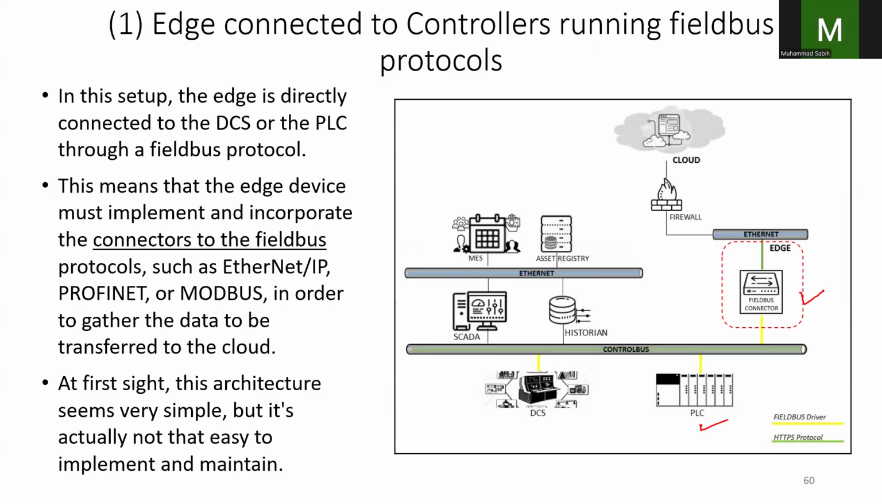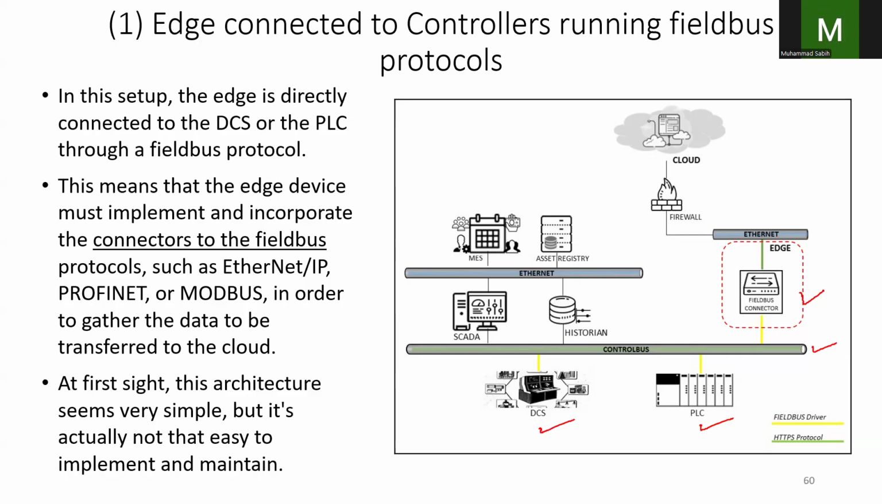with the PLCs and the DCS systems through the fieldbus protocol. So this means that the edge must support industrial communication standards like Ethernet/IP or Profinet or Modbus. These connections allow the edge to extract the real-time operational data and send it to the cloud.